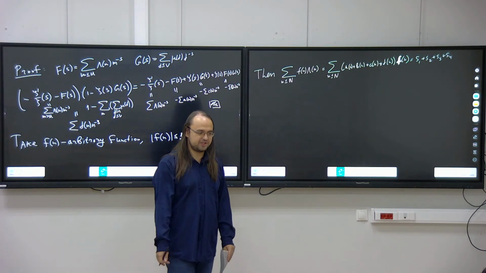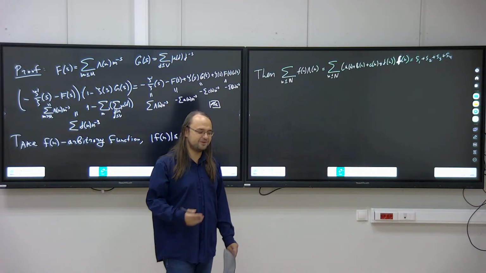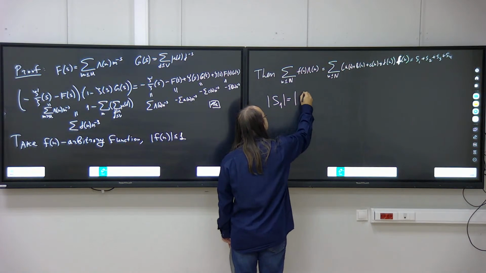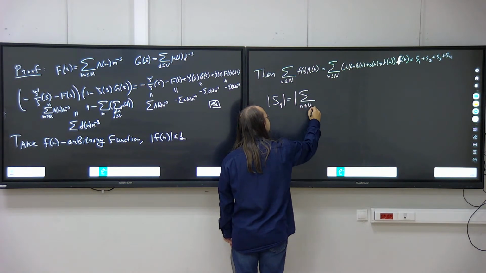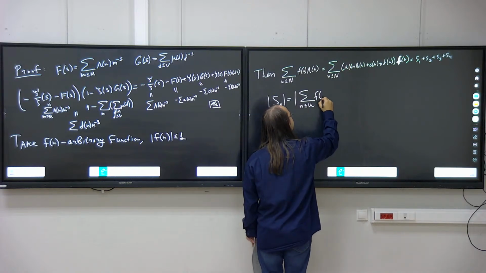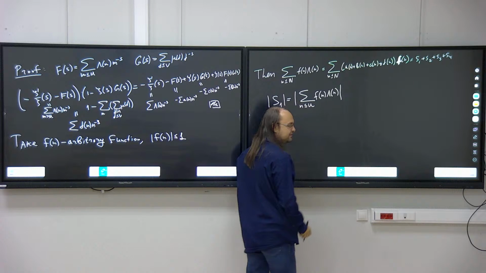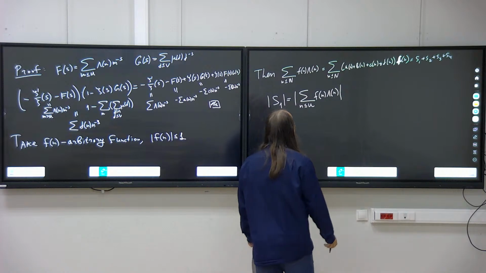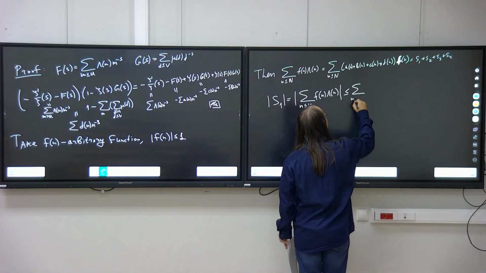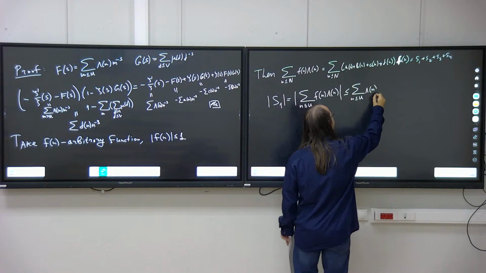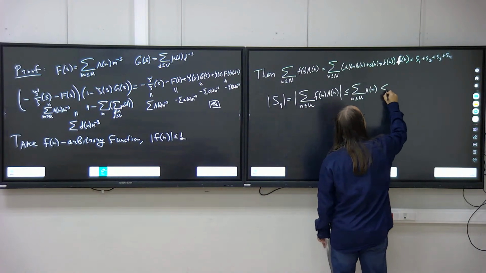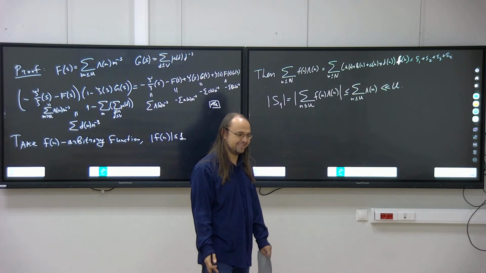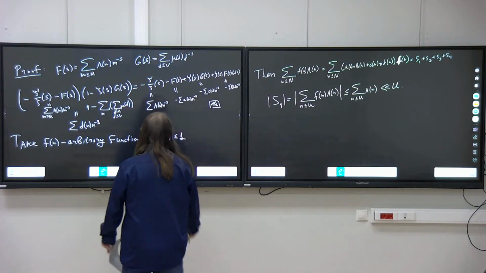Now S1 is the short sum, and the estimate for the short sum will be an obvious one, as usual. So absolute value of S1 is equal to absolute value of sum of all n less than or equal to u, f of n, lambda of n, right? Because a of n is just a cutoff of your function. But this is at most sum over all n less than or equal to u lambda of n, and this is of order at most u. So this concludes the estimation of S1. This requires something about f. Okay.